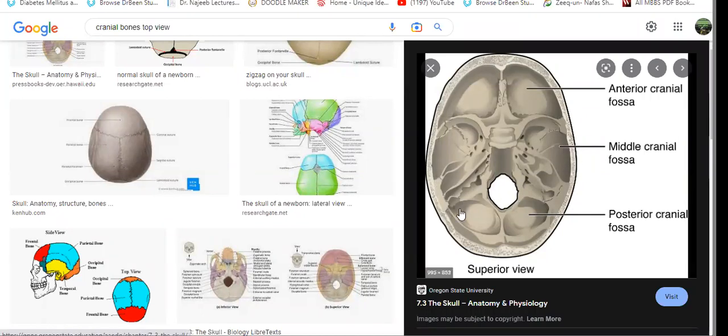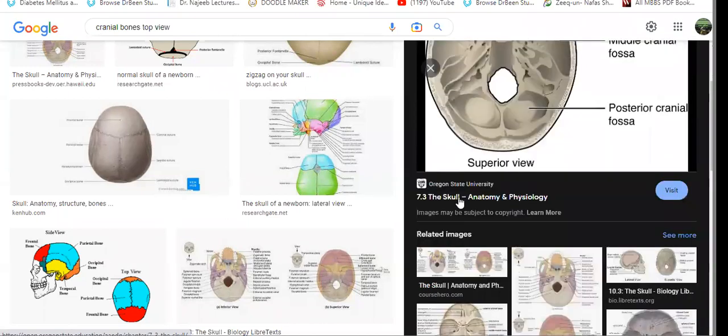This is the occipital bone. In this we have the foramen magnum area. This hole is known as the foramen magnum. In this, the spinal cord enters, or the brain stem comes from this area. And the first vertebra, that is C1, is attached in this area.